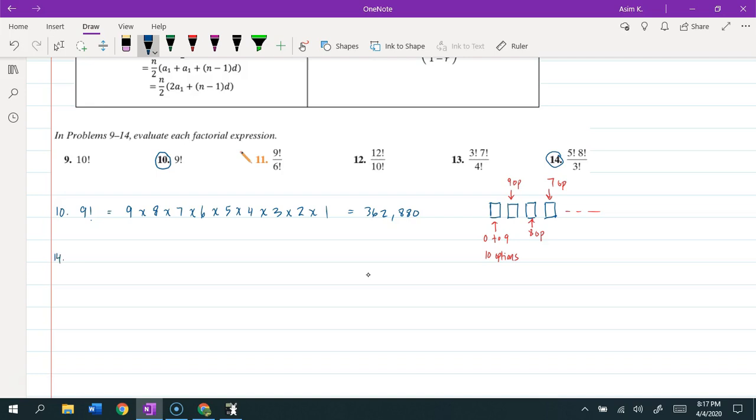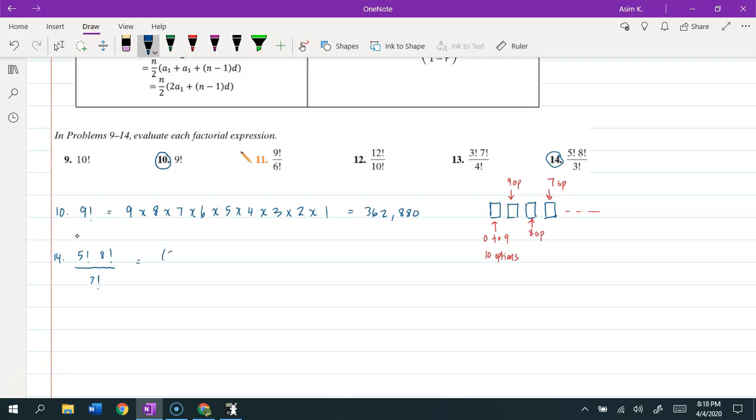And number 14 says 5 factorial multiplied by 8 factorial divided by 3 factorial. Now here's what it's not. Don't multiply the 5 and the 8 and say, oh wow, this is 40 factorial. That's not how factorials work. It's a very different language in mathematics. So what this actually stands for is this.